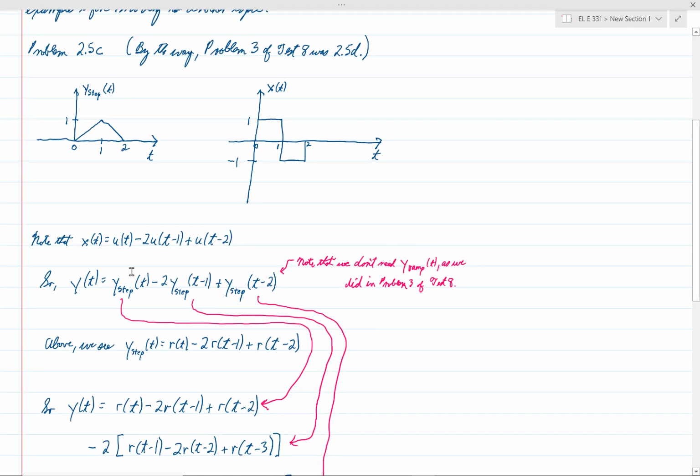So if x of t is the unit step of t minus 2 times the unit step of t minus 1 plus the unit step of t minus 2, then the response to x of t, which we will call y of t, is just the response to the unit step minus twice the response to u of t minus 1 plus the response to the step of t minus 2.